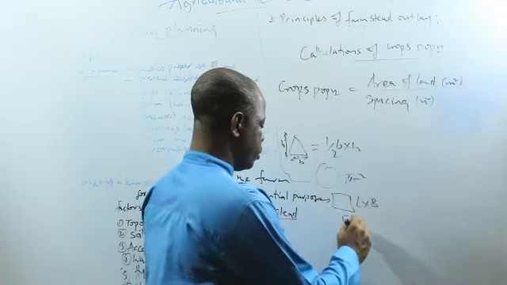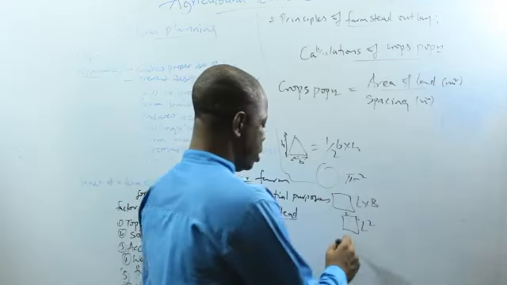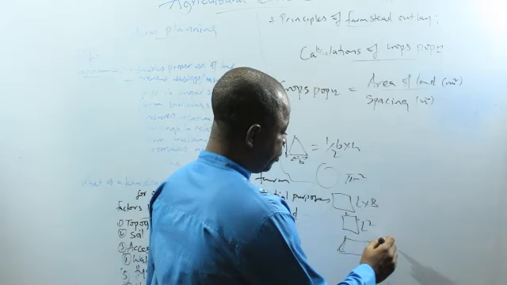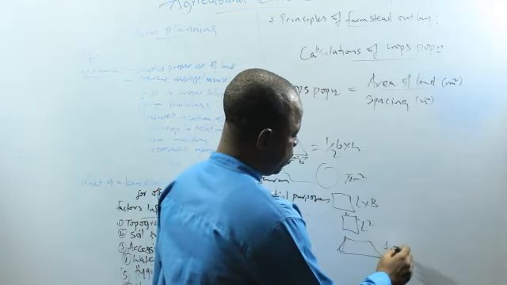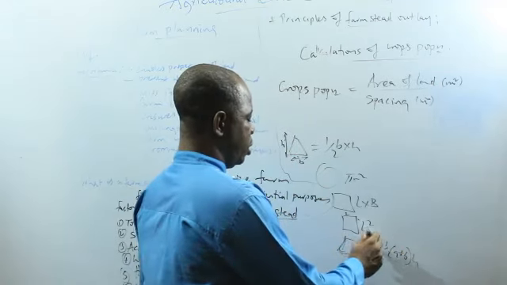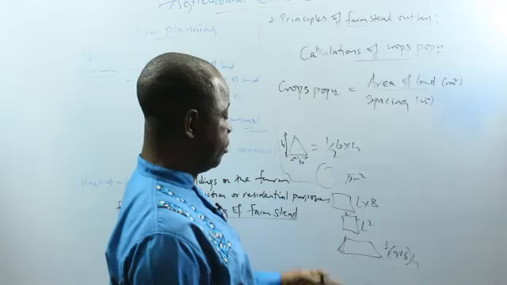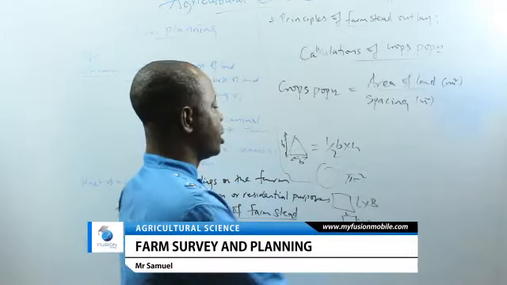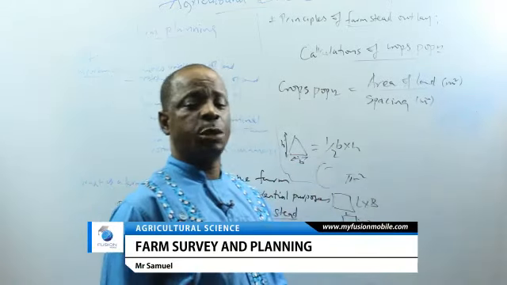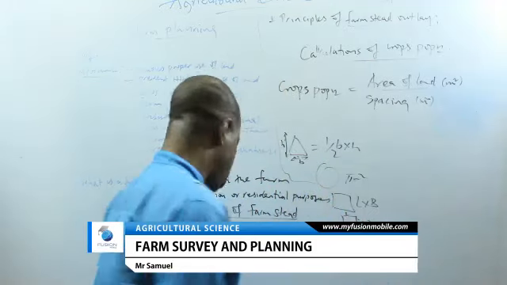If it is a square, it is length times length. If it is a trapezium, it is half a plus b into height, that's if it is a perpendicular height. If it is a rhombus. Now, all these are shapes that we get on the farm. You use them to calculate the area of the farmland. Meanwhile, the spacing will be given. The spacing is always given as the distance between two crops.